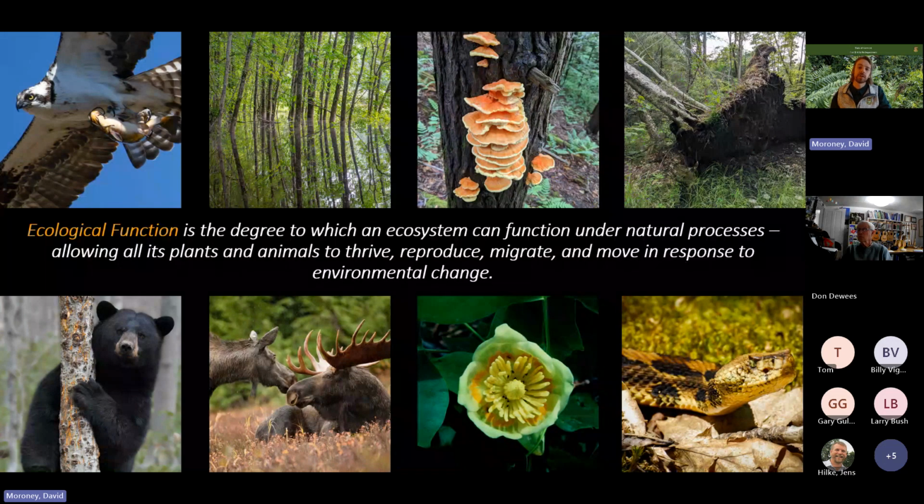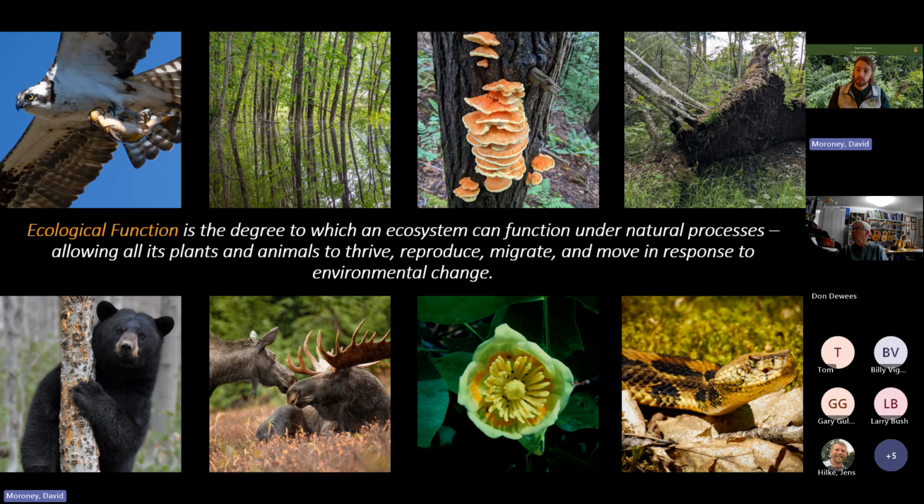Now, when I say ecologically functional landscape, or we're talking about ecological function, we're referring to the degree to which an ecosystem can function under the natural processes that would govern it. And that includes allowing all its plants and animals to thrive and reproduce and migrate, and also to move in response to environmental change. So this ecologically functional landscape that is envisioned by Vermont Conservation Design is a landscape where black bear and moose, for example, can roam the wide areas that they need to meet their biological needs while crossing roads safely and avoiding human conflict.